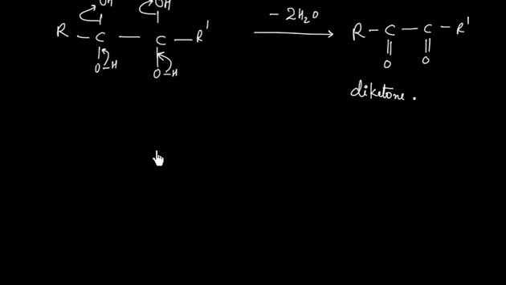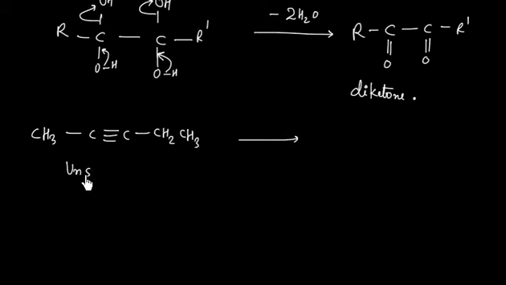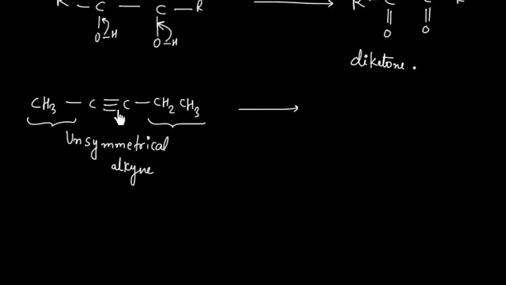For example, if I have this reactant CH3C triple bond CCH2CH3, this is an unsymmetrical alkyne. That is, this side I have a different R and this side I have a different R. That is, the alkyl groups are different on both sides of the triple bond. Now in this case we will have the product CH3C=O, C=O CH2CH3.